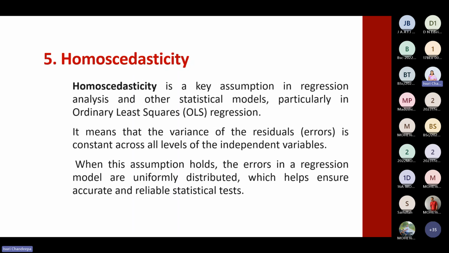Homoscedasticity. When this assumption holds, the errors in the regression model are uniformly distributed, which helps ensure accurate and reliable statistical results. If there are a lot of varying residuals, it doesn't lead to reliable statistical results. So therefore, you need to test the homoscedasticity, another assumption in the regression analysis. Error should be constant across all levels of the independent variables.